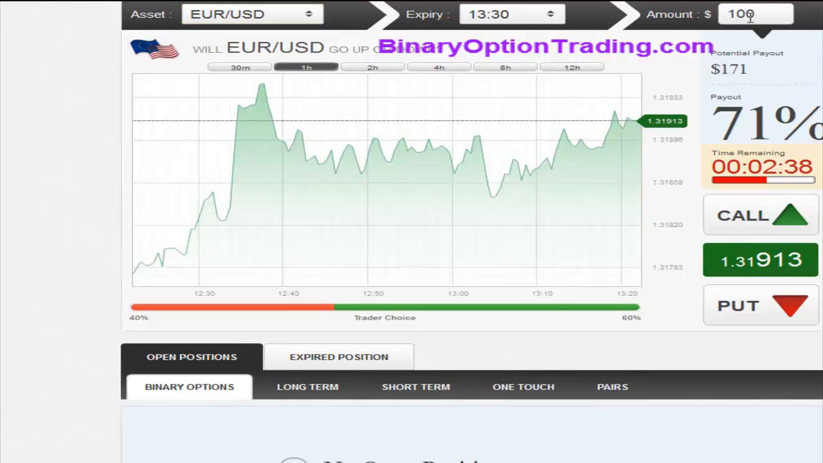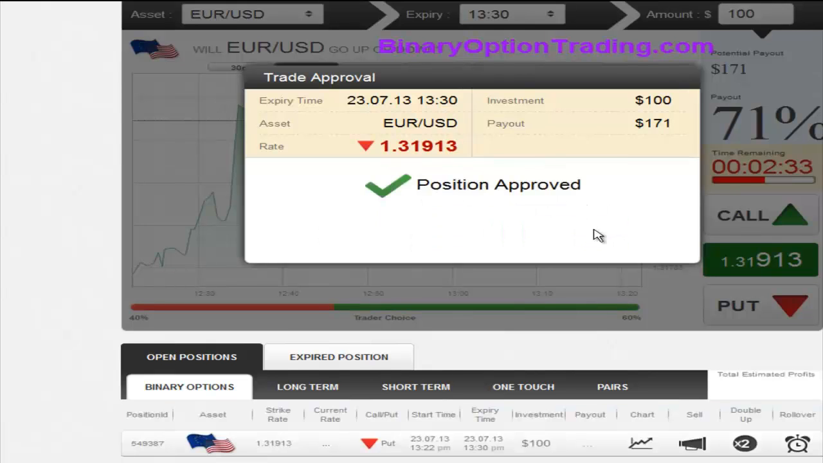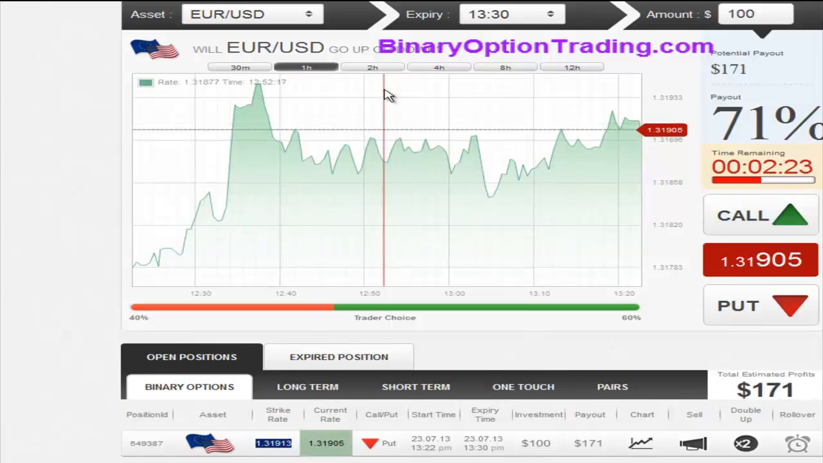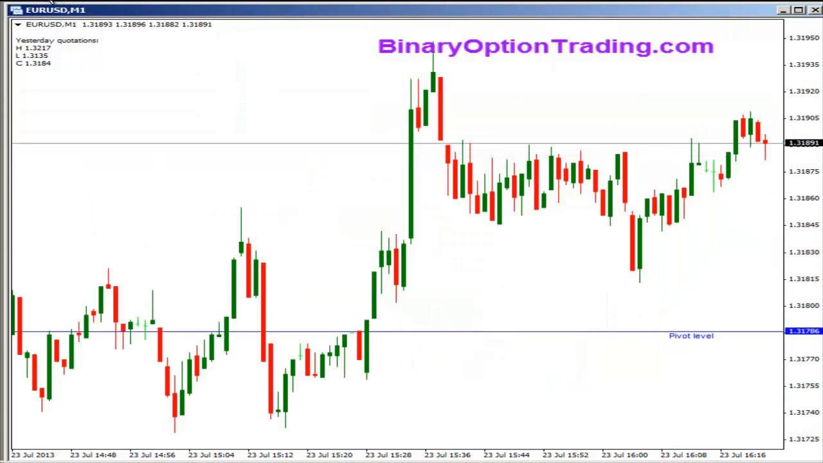Currently getting into a trade here at GTOptions, looking at a Euro USD put option. Currently in this trade at 1.31913, and we'll come back to this platform in a second. Let's go check out the chart. 5-minute chart, here we go. 1-minute chart, here we go.